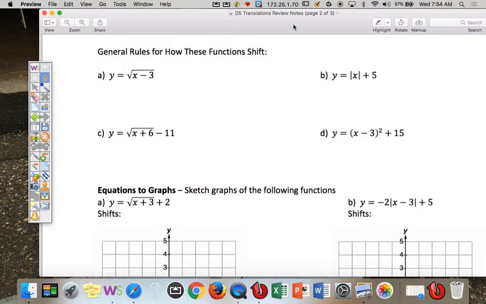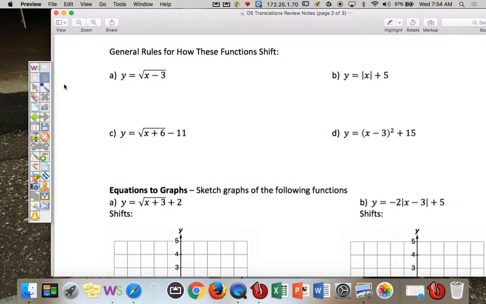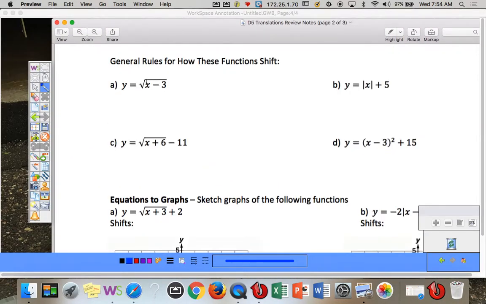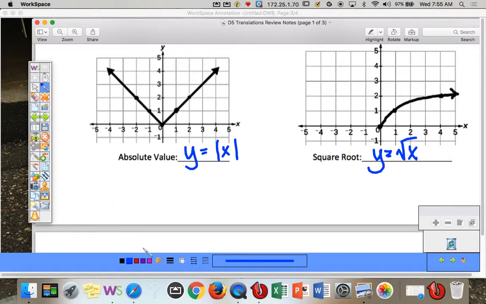Let's review the general rule and how these functions shift. We know that for the square root functions, if it's underneath the square root sign, it's like there's parentheses there. And we've been looking at the pattern for parentheses. If it's in the parentheses, this is left and right. And it's the opposite of the sign. So the -3 means this function would move right 3 units. If I were to graph this, I would take this and move it right 3. 1, 2, 3. And then you would sketch your function.